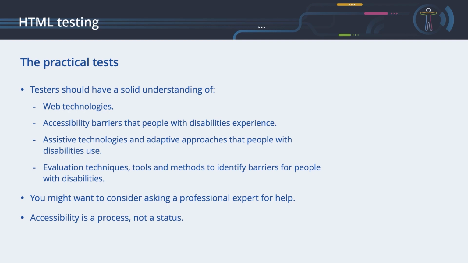Testers should have a solid understanding of web technologies, accessibility barriers that people with disabilities experience, assistive technologies, and adaptive approaches that people with disabilities use, evaluation techniques, tools, and methods to identify barriers for people with disabilities. If you are not sure if you have all these competencies, you might want to consider asking a professional expert for help. Last but not least, accessibility is a process, not a status. Websites change and evolve over time. Define regular intervals for tests so that you can be sure that your website stays accessible.